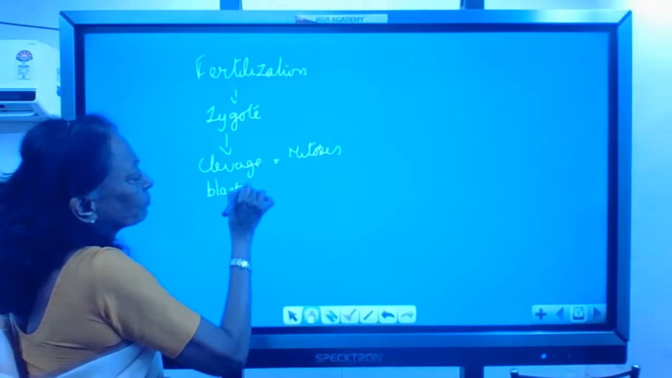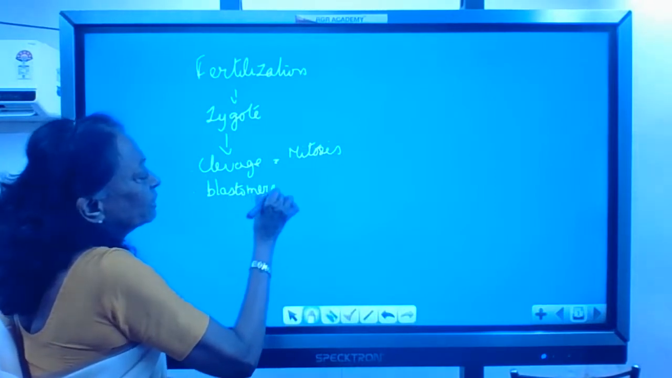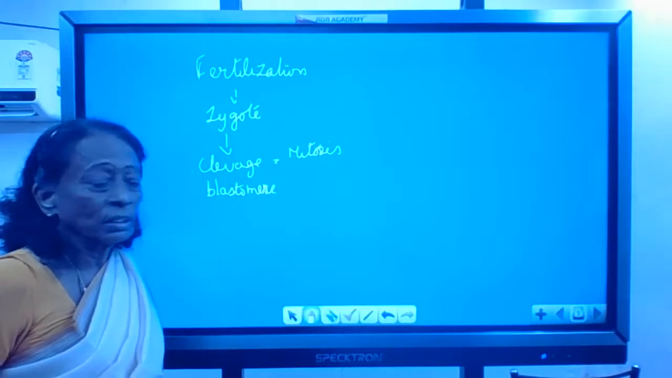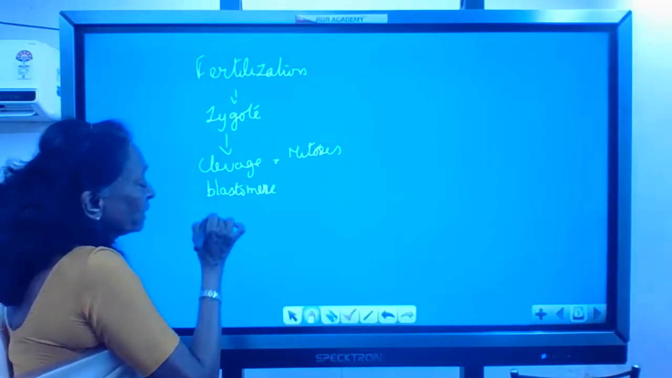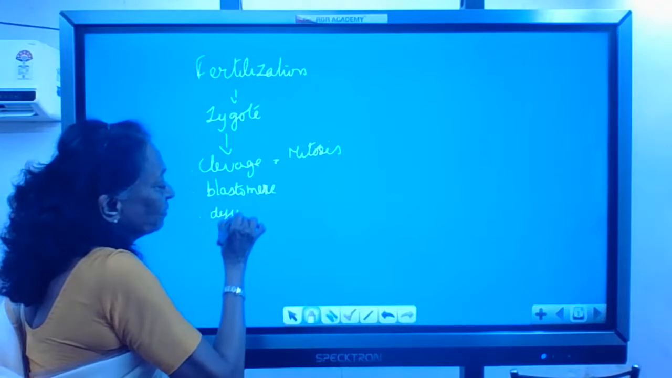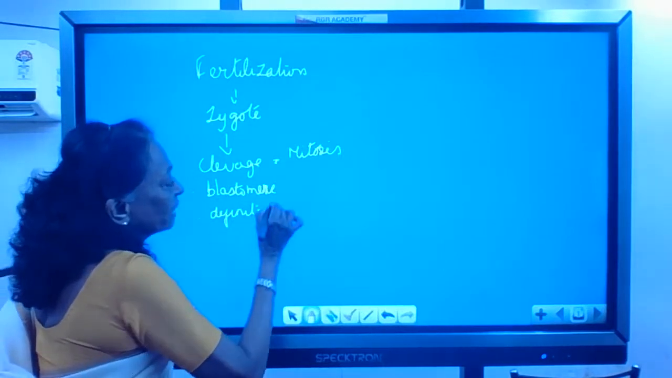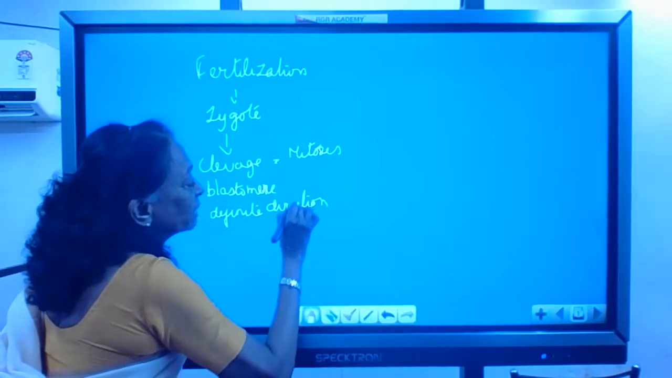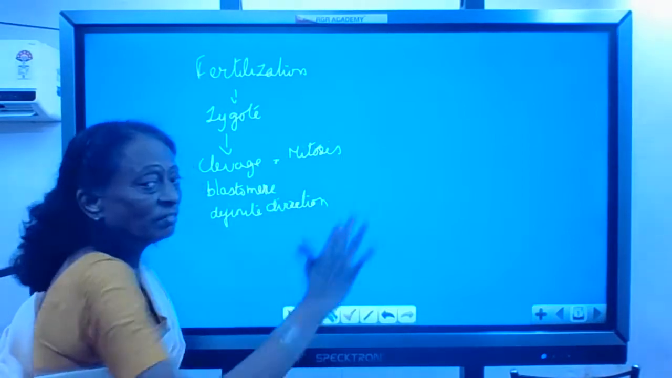Blastomere. If it is a bigger one, it is called a macromere. If it is a smaller one, it is called a micromere. Thirdly, the cleavage has a definite direction and plane. In other words, it has a definite direction for the plane of division.